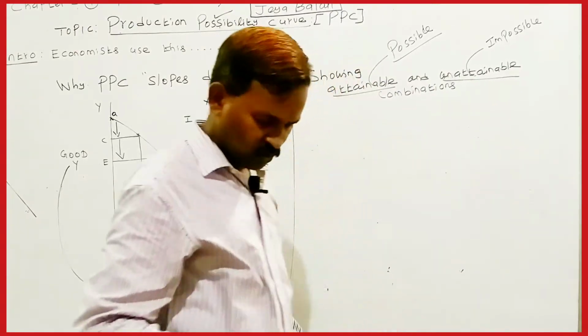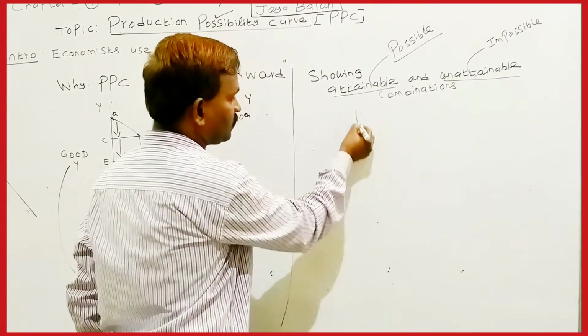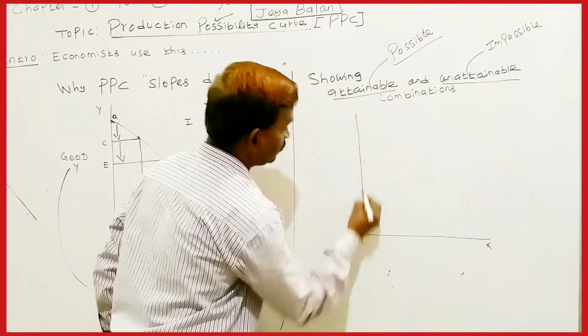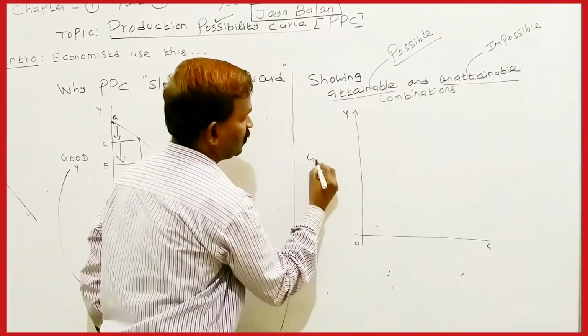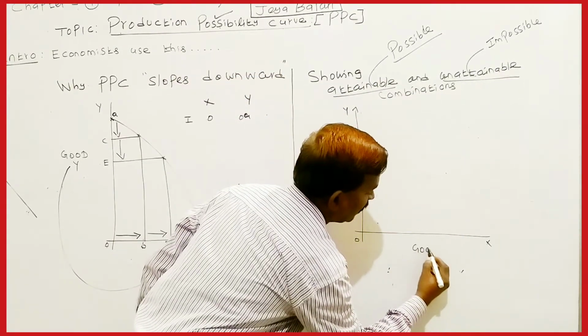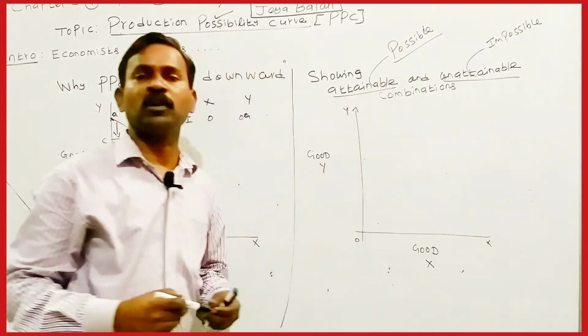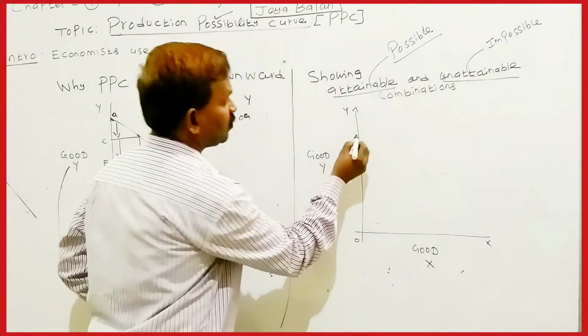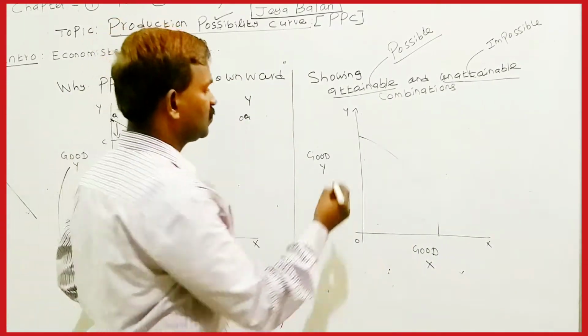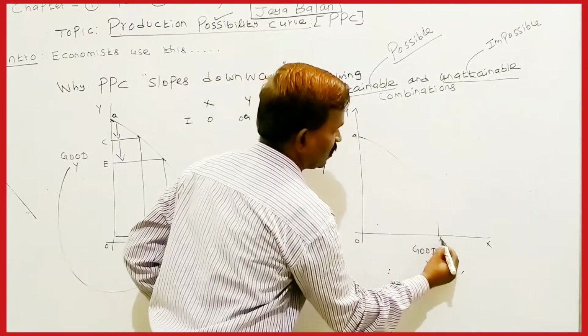So I am going to show. Now listen here. Drawing PPC is so simple. X-axis, Y-axis. In Y-axis, you are going to show the production of good Y. In the X-axis, you are going to show the production of good X. What is the shape of the PPC? It's so simple. You have to just draw. Okay? Starting A, starting B.